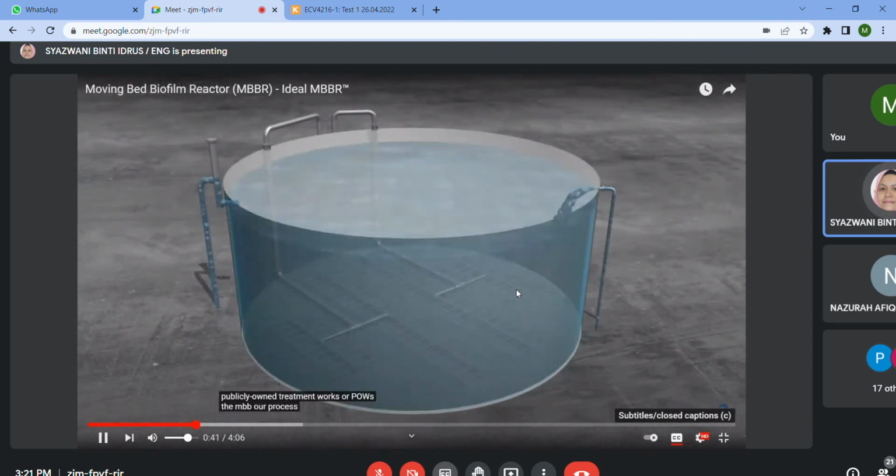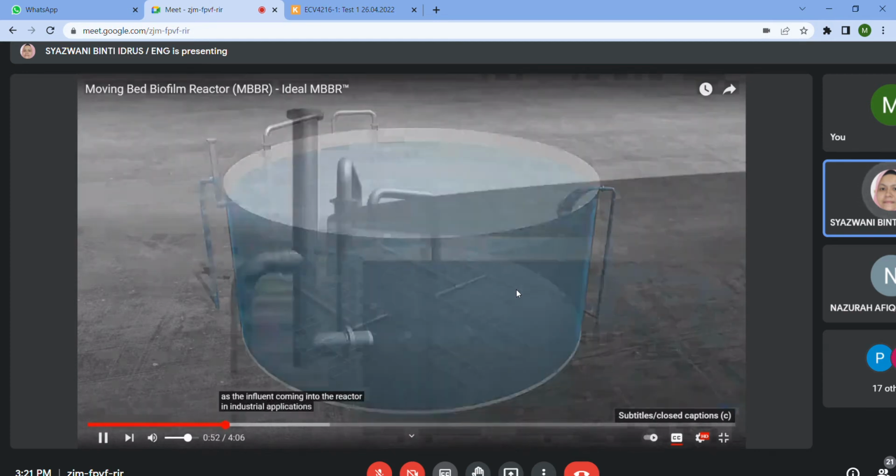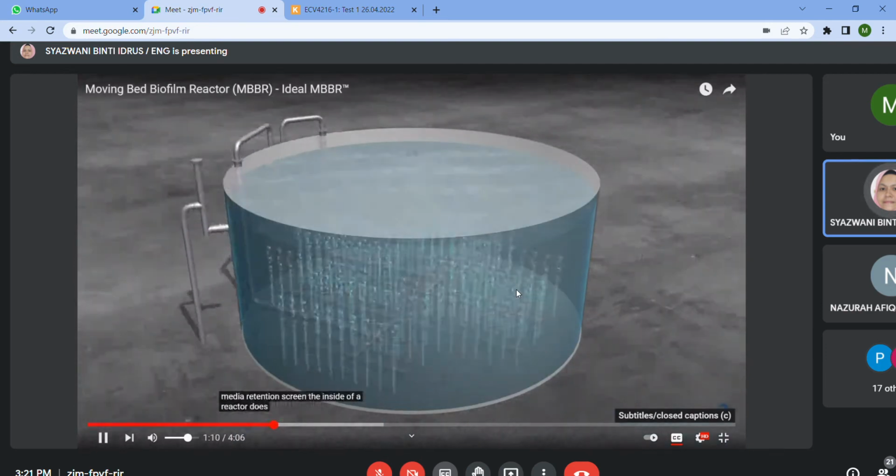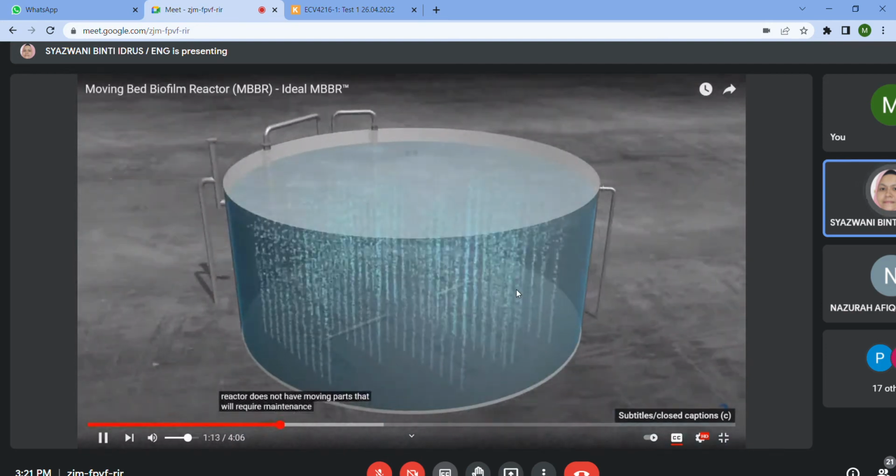The MBBR process is a 100% flow-through process, meaning the flow rate of the reactor effluent is the same as the influent coming into the reactor. In industrial applications, the water level, or side water depth, is maintained by the gooseneck effluent piping on the outside of the tank. This allows the reactor to reach its maximum retention time, and for complete submergence of the media retention screen. The inside of a reactor does not have moving parts that will require maintenance.